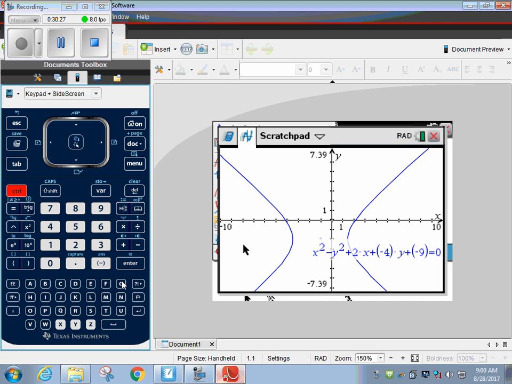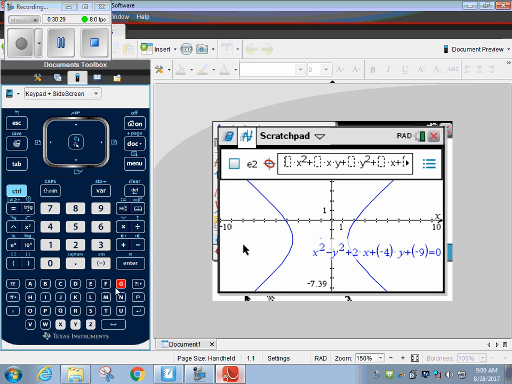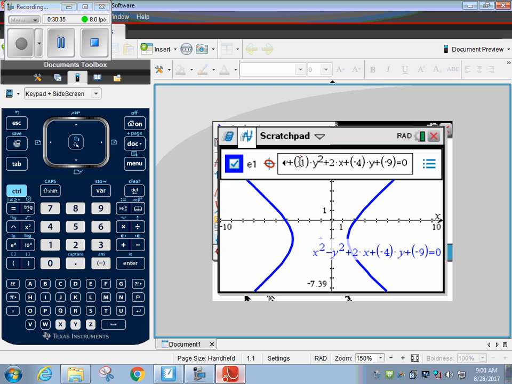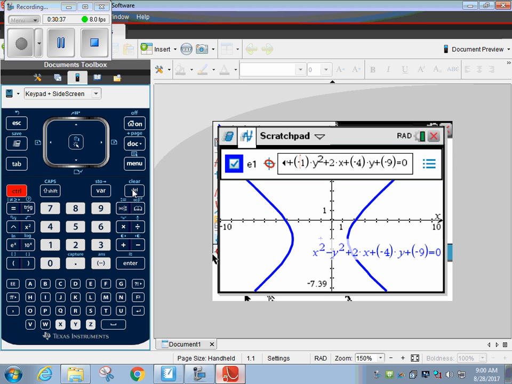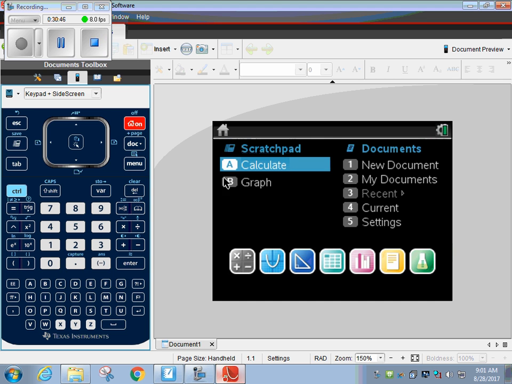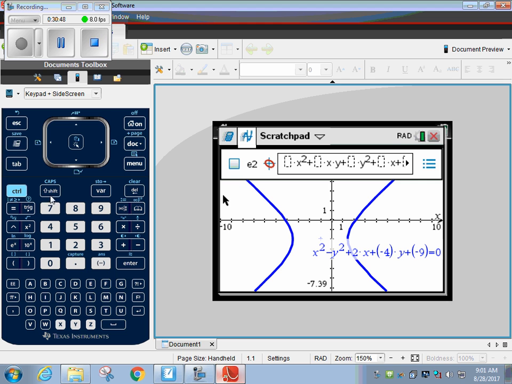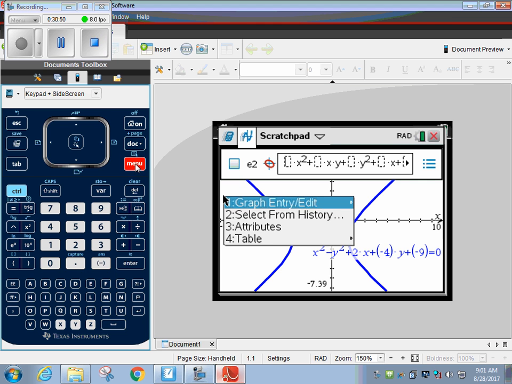Delete. Oh, shoot, delete. Hang on just a second, sorry. Actually, let me go. Delete. I'm just going to go to a new document. How do I clear this scratch pad?